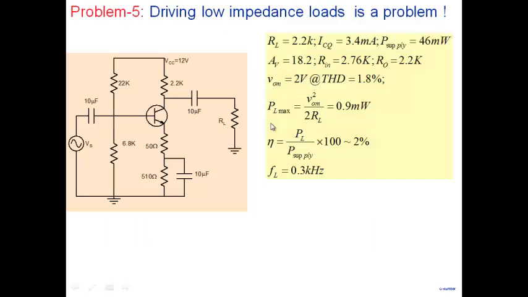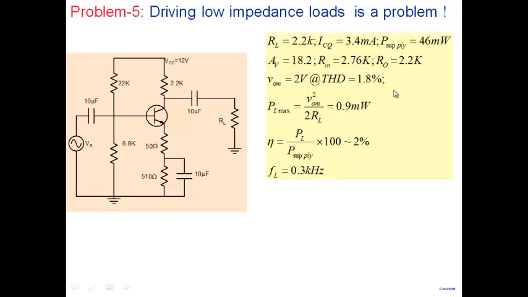Last problem, problem number 5: driving a low impedance load with my common emitter amplifier is a big issue. Why is a low impedance load important here? Here is an example where I have an amplifier that we've designed. We put load resistance equal to 2.2K, and you can see all the numbers: gain, input resistance, output resistance, all of that.